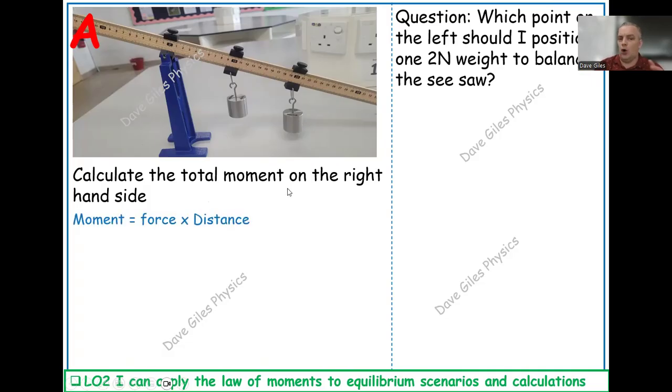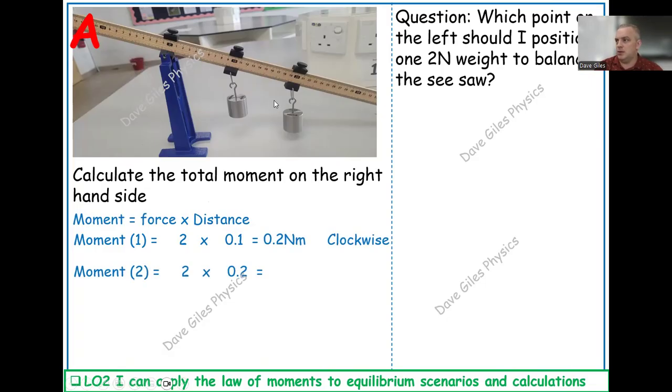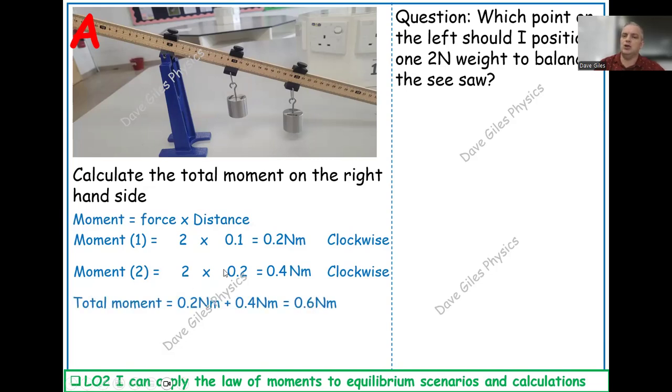So same as before, moment 1 is 2 times 0.1, because that's 10 centimeters, 0.1 meters. So 0.2 Newton meters clockwise. Moment 2 is 2 times 20 centimeters, or 0.2 meters, which is 0.4 Newton meters clockwise. Total moment, add them together, you get 0.6 Newton meters clockwise.